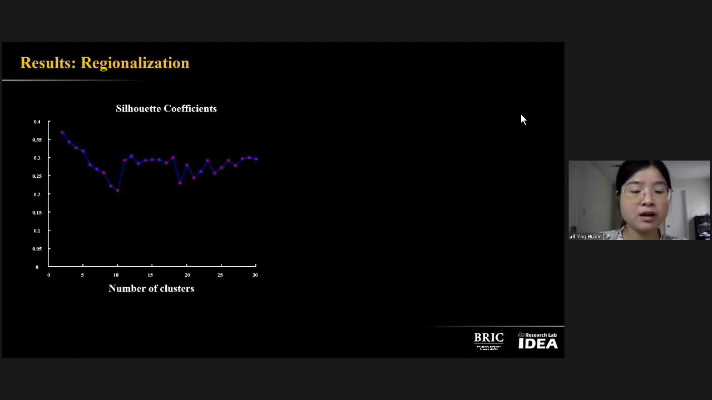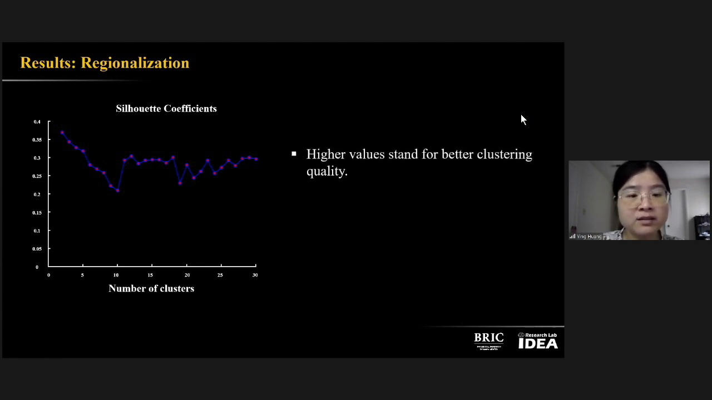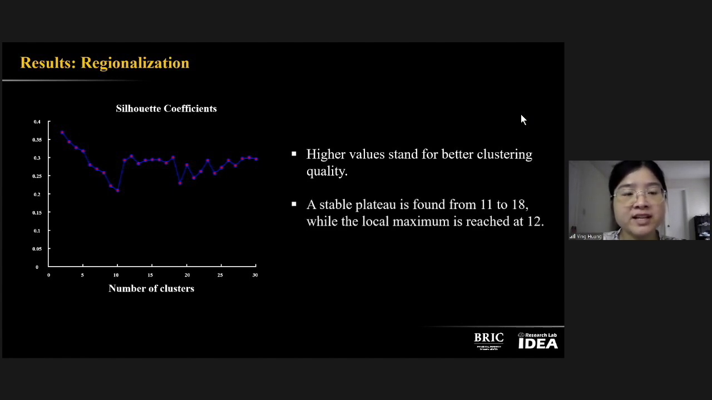After clustering of vertices into K groups using spectral clustering, we chose appropriate cluster numbers according to silhouette coefficients. The figures show the silhouette coefficients of clustering results with different cluster numbers, where higher values stand for better clustering quality. From the picture, we can see that a stable plateau is found from 11 to 18, while the local maximum is reached at 12. We thus adopt the cluster number 12 as our parcellation map.